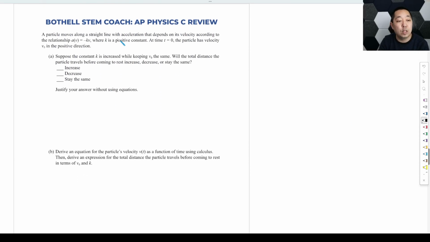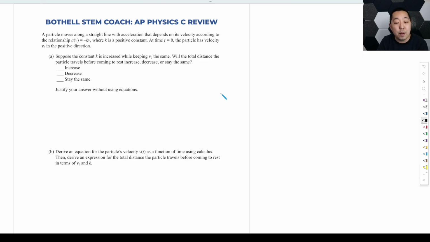So a particle moves along a straight line with an acceleration that depends on its velocity according to the relationship: the acceleration is negative kv. So the acceleration is a function of the velocity. At time t equals 0, the particle's velocity is v0 in the positive direction. Suppose the constant k is increased while keeping v0 the same. Will the total distance the particle travels before coming to rest increase, decrease, or stay the same?